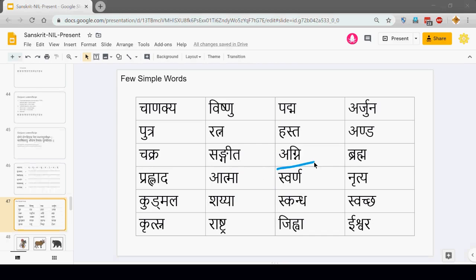Okay, the next one. Agni. Agni, also same. Ag, you ga is half, then ni. Agni. So Agni is fire.